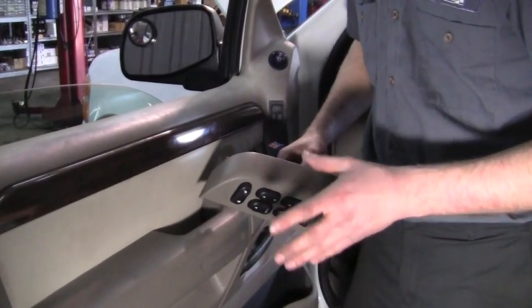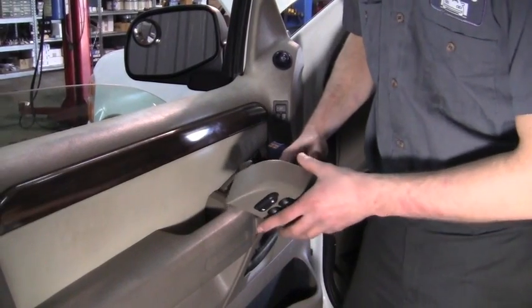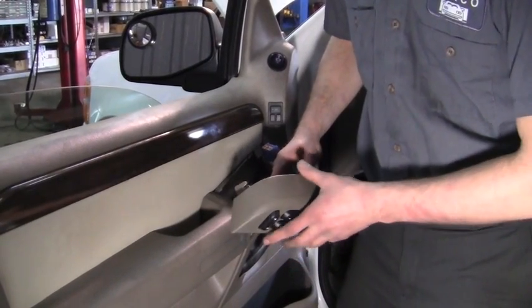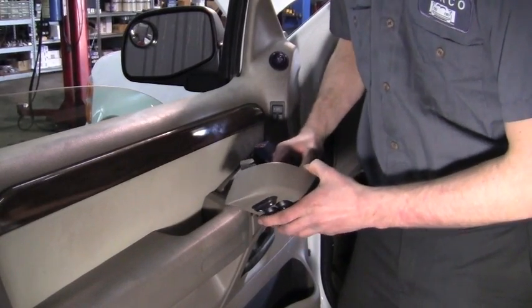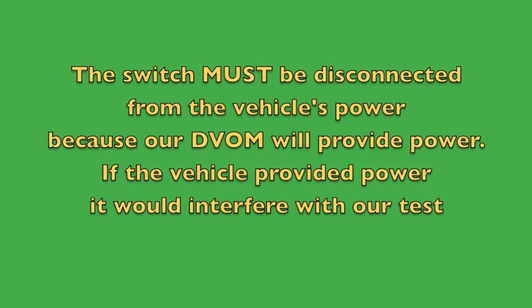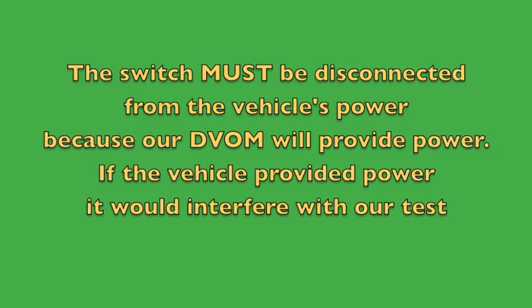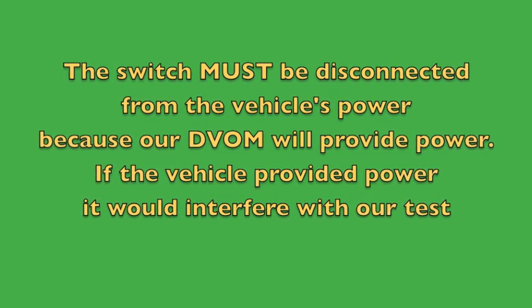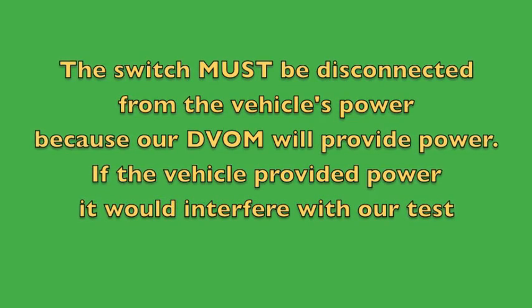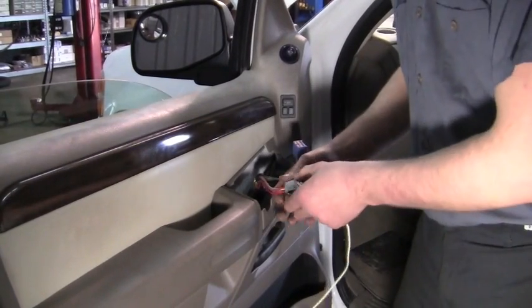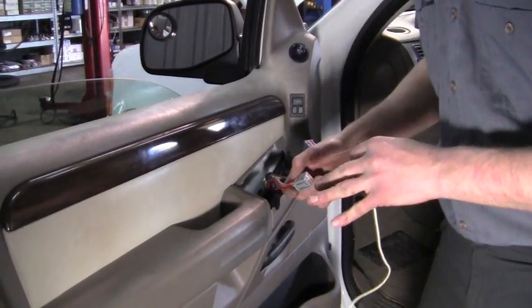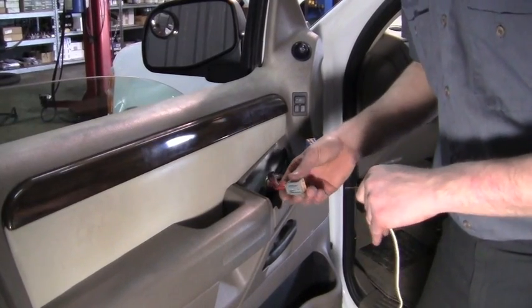We're at the driver's master switch now, and what we need to do is remove those wires from the component because in order to do a continuity test, we can't have any components in the circuit. This switch must be disconnected from the vehicle's power because our DVOM will provide the power. If the vehicle's power is there, it'll interfere with our test. Now I'm going to do the same thing I did on the right rear switch and back probe the red and black wire.